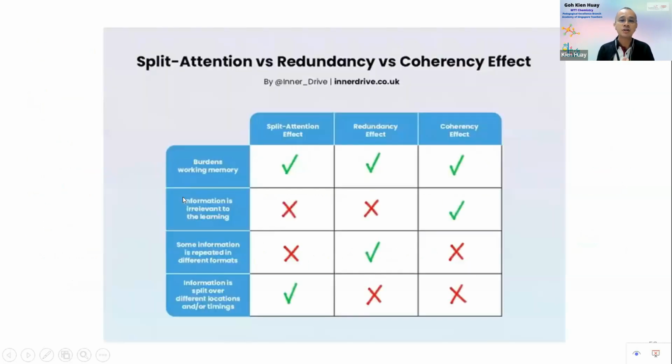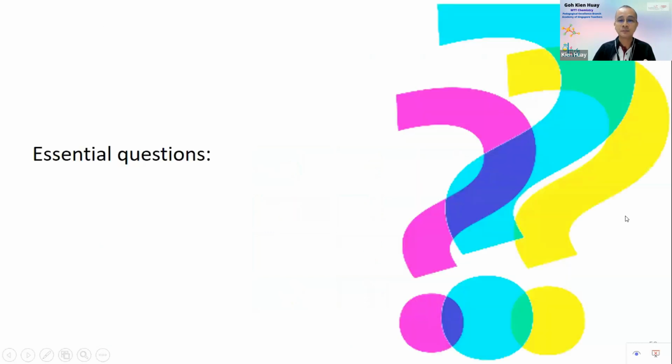So split attention versus redundancy versus coherency effect is presented in this information. I hope this is helpful. In any of the three cases, it burdens the working memory. So let's take some time, even in the coming weeks, as we look at the way we present our notes or our slides. Are we actually unknowingly overloading our students cognitively?